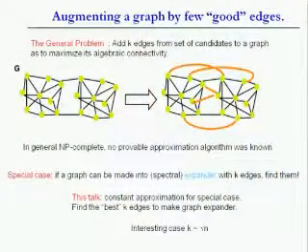A special case, which I'm going to talk about in this talk, is that if the graph could be made into an expander with k edges, then find them. I'm going to give a constant approximation algorithm for that problem. Could you remind us what algebraic connectivity is? It's lambda 2 of the Laplacian. So you want to increase the gap: optimize lambda 2 of the Laplacian by adding k edges. Maximizing the connectivity means getting the largest possible spectral gap. Yes, you could see it either way.